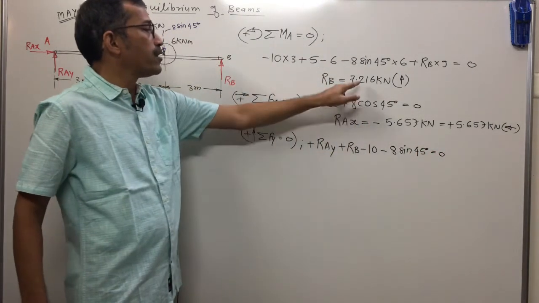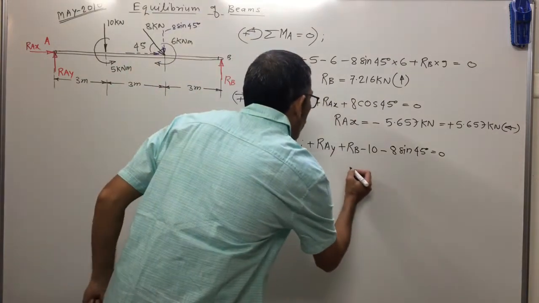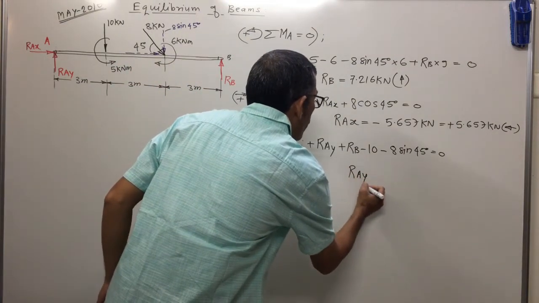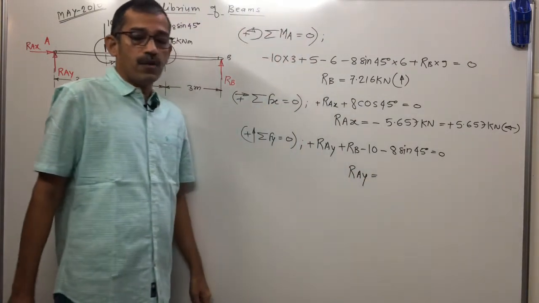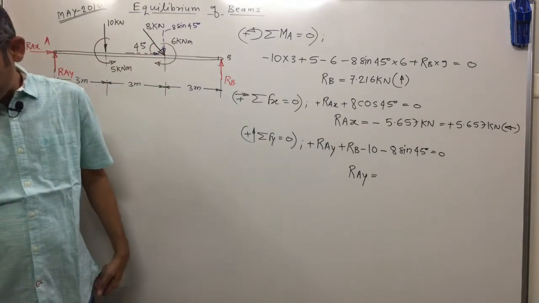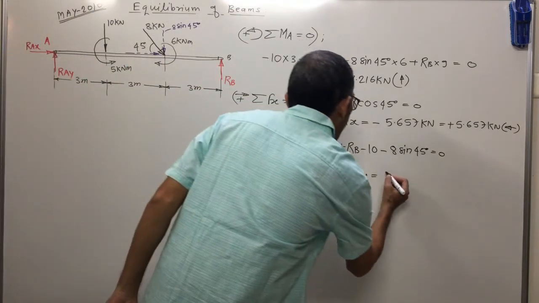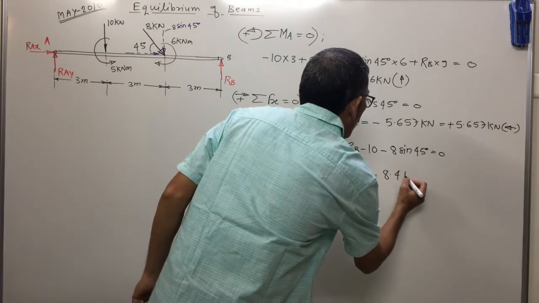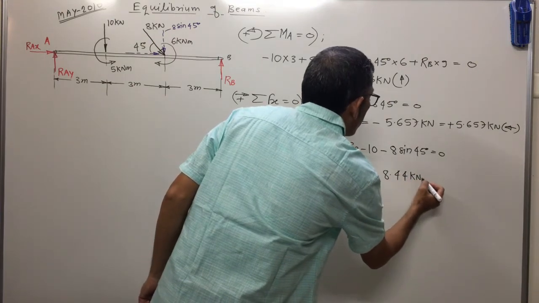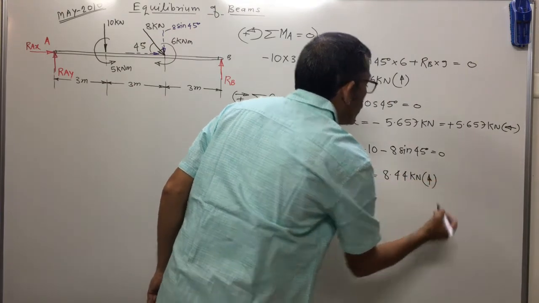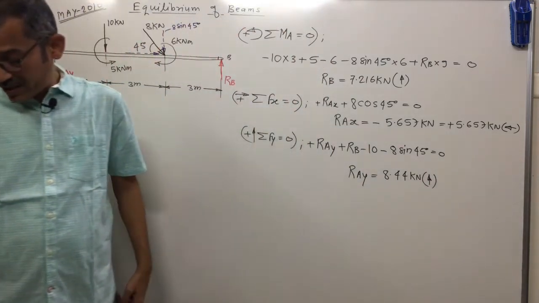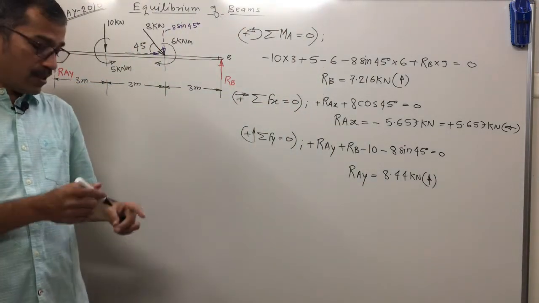Already RB you have calculated, we'll substitute here and we'll find out what RAY equals. So RAY comes out to be how much? RAY comes out to be 8.44 kilonewton. This answer you are getting is again positive. Therefore, what does it represent? The correct direction is upward.